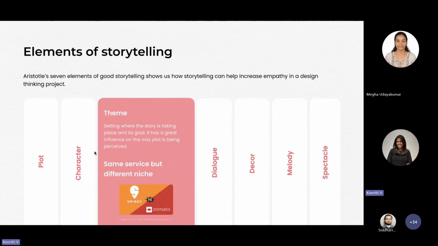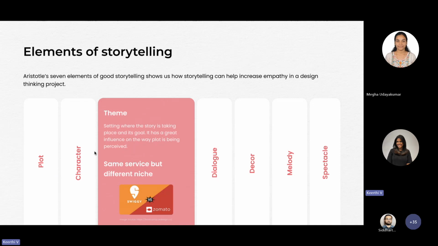Coming to theme. Theme is basically what makes you stand out. It is about your goal or where the story is taking place. So there are a lot of similar products or services we are seeing in the real world right now. But how one service stands out from another, that is where the theme lies. This very simple example here is Swiggy and Zomato. So they have very similar services, right? But both have their stronghold in the food industry because even though they are servicing somewhat similar things, they have their own niche.